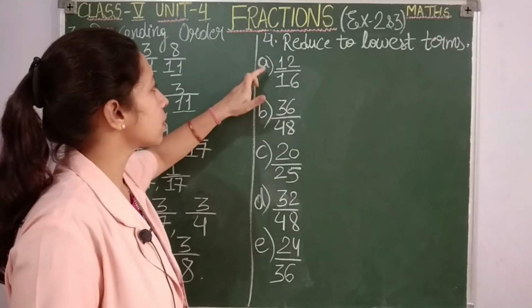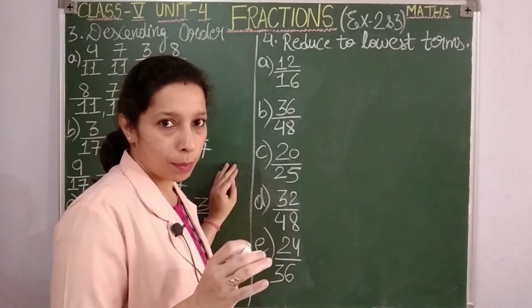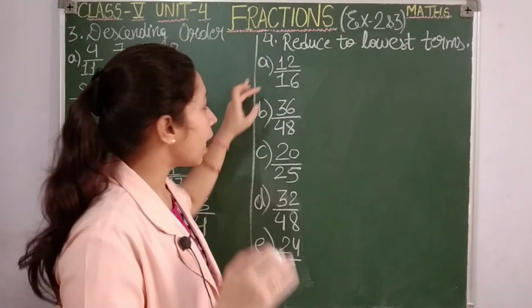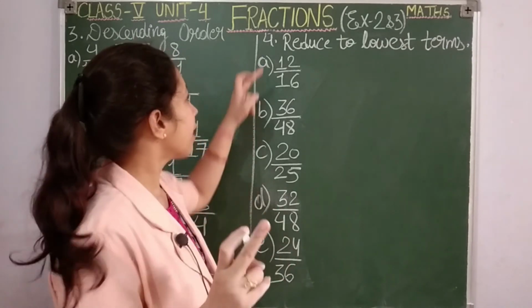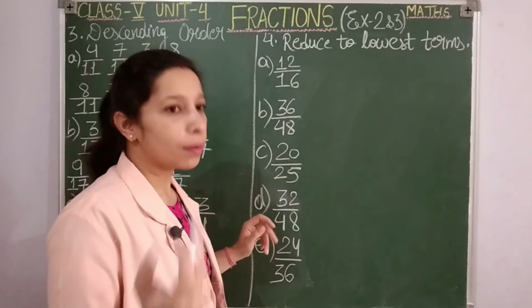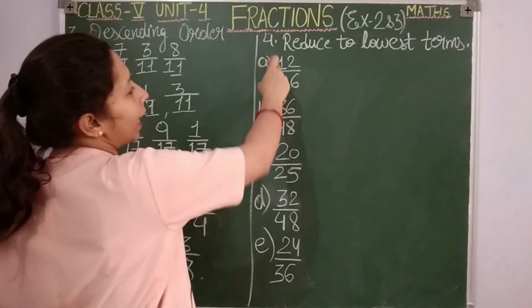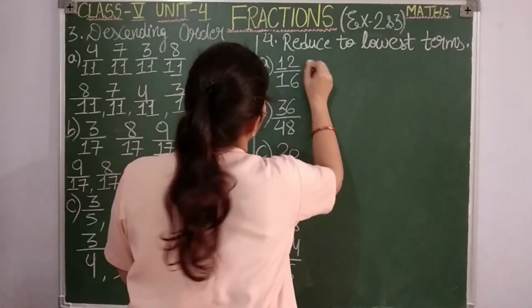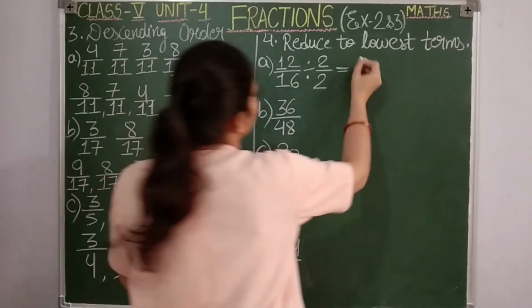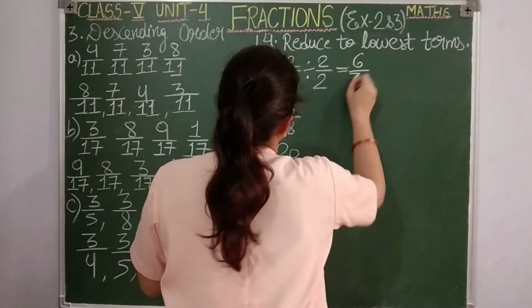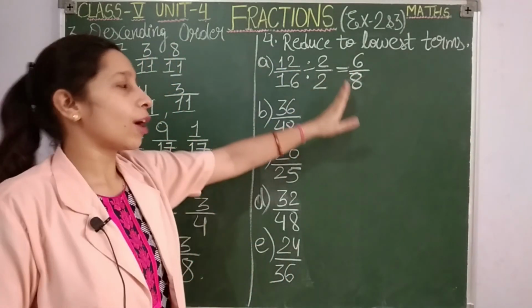So reduce to lowest term, the first question I have written is 12 by 16. Students, to reduce it to lowest term means you have to keep solving until the only common factor between them is 1. Now 12 and 16 share many common factors, right? So let us divide by a common factor, let us divide by 2. 2 sixes are 12, 2 eights are 16. I got 6 by 8.